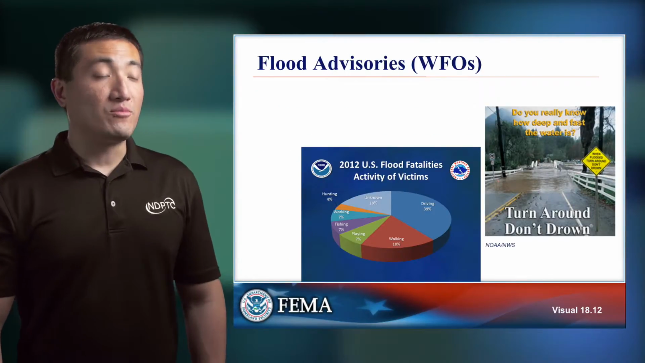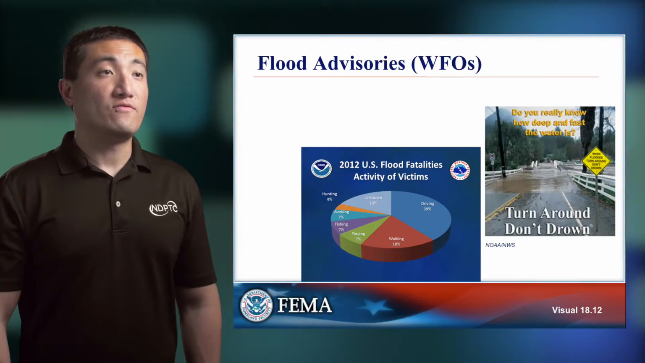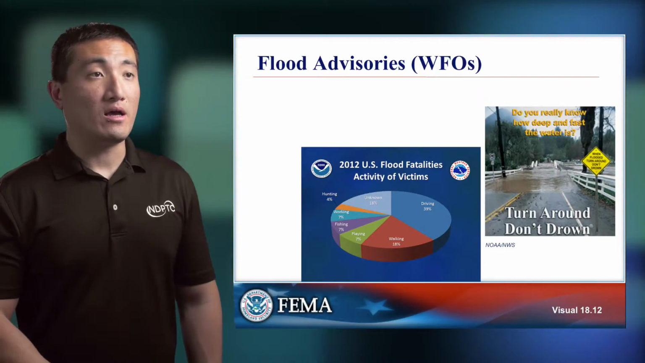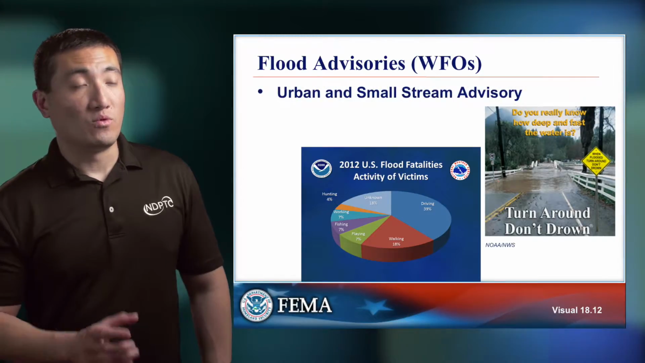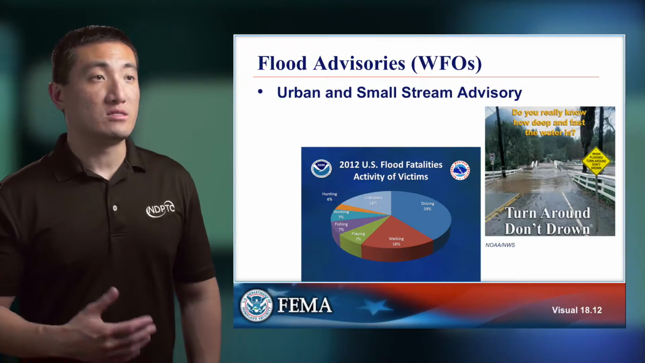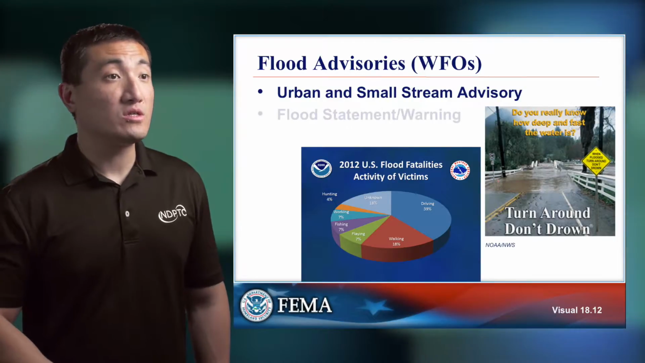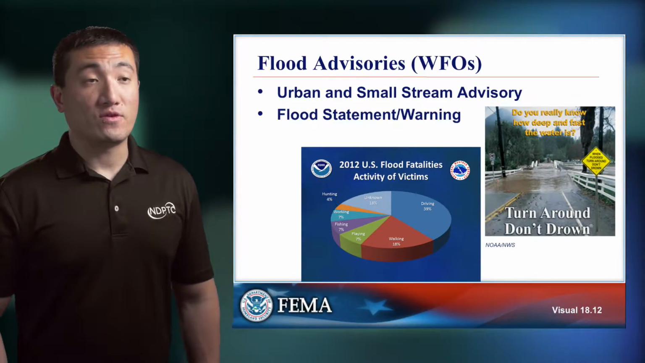There are many different types of weather-related advisories. Another one is flood advisories. These are issued by the local weather forecast offices of the National Weather Service. We're using advisories here in a general way because this includes urban and small stream advisories, flood statements and warnings, flash flood watches and warnings.